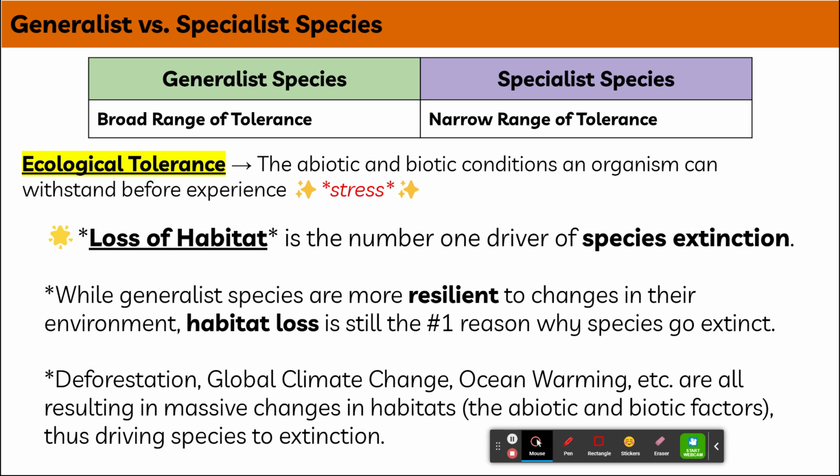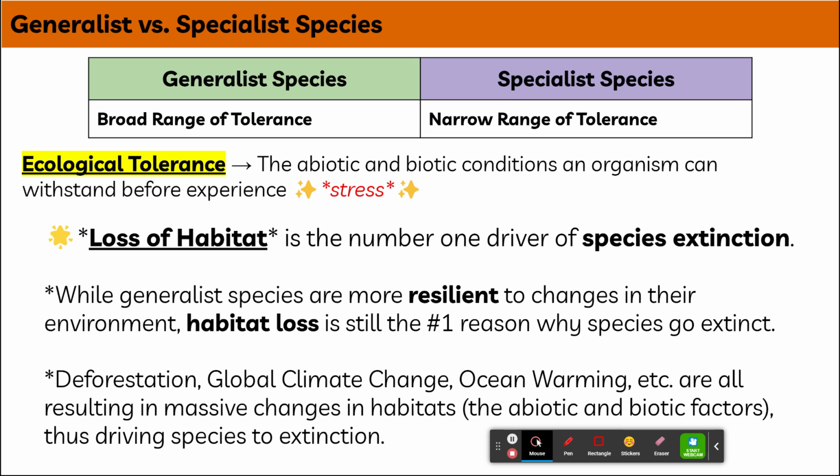So generalists have a very broad range of tolerance. They can withstand really high and low temperatures. They have a broad diet, whereas specialist species have a very narrow range of tolerance. They typically eat very few different types of food and can only stay within a biome that doesn't have a broad change in temperatures.